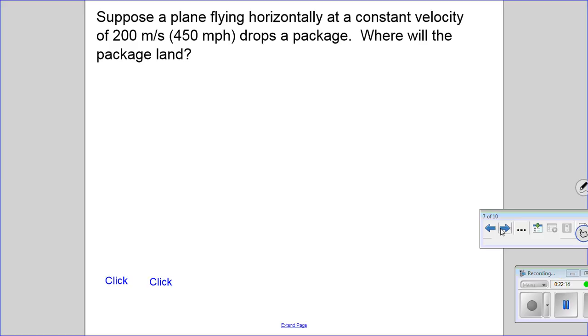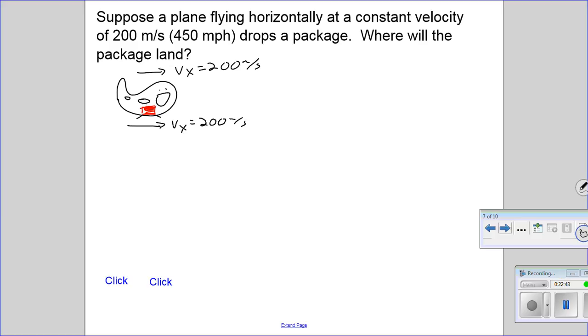So the question says, suppose a plane is flying horizontally at a constant velocity. So here's my airplane. Take that. All right, so here's the package, right? Doors open up. All right, so 200 meters a second, that's the velocity of the airplane. How fast is the package moving? 200 meters a second. So every second that the airplane is moving, it's going to go 200 meters.